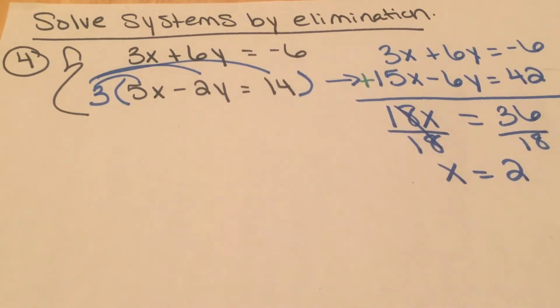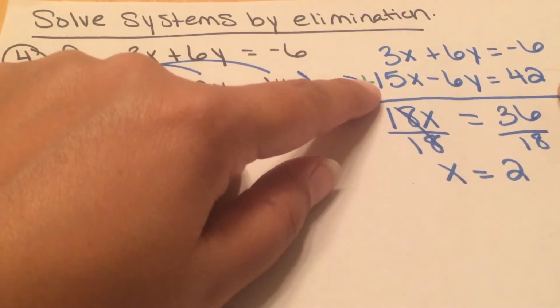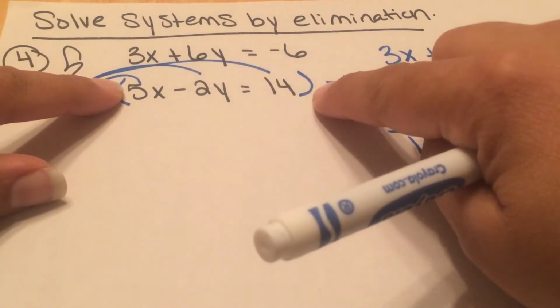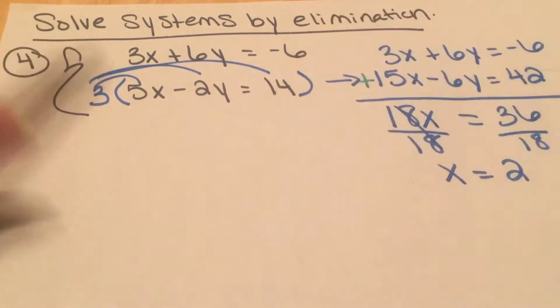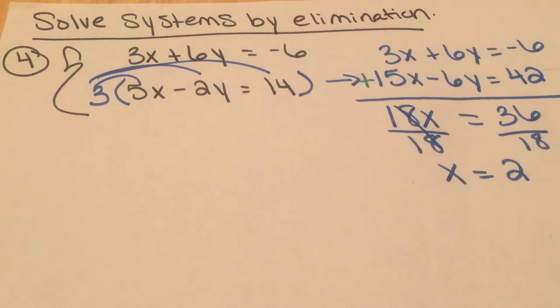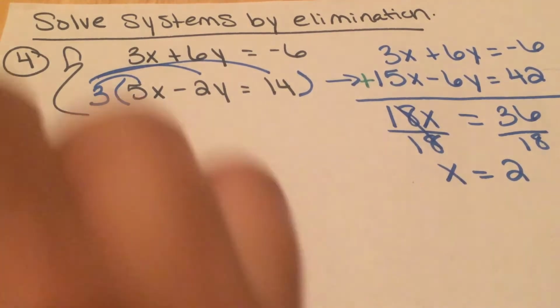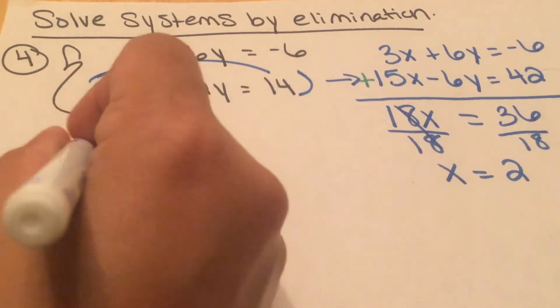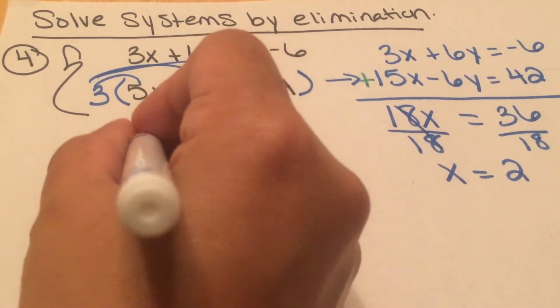Now that we have our x, we can go ahead and substitute it back in. I can substitute it back into my manipulated bottom equation, my original bottom equation, or my top equation. Just because I feel like I haven't worked enough with my top equation, I'm going to substitute it back in there. But again, it will not matter where we substitute this back into. So that 2 is going to be substituted in for our x.